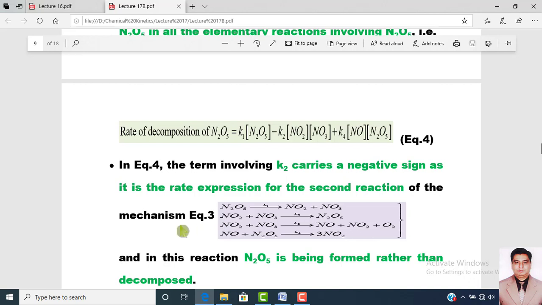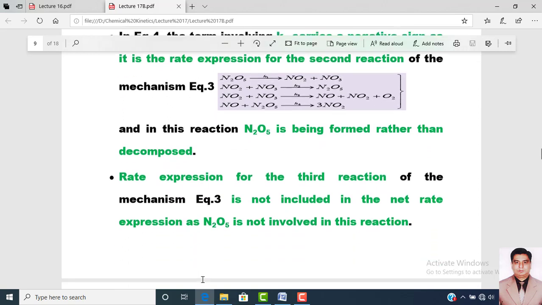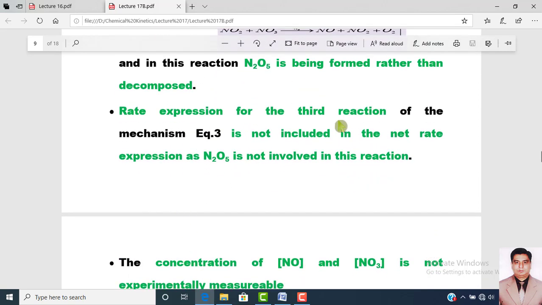This is the same that I have shown in the previous slide, that is, equation number 3. So N2O5 is being formed rather than decomposed. So dear students, the rate expression for the third reaction of the mechanism, equation 3, is not included in the net rate expression as N2O5 is not involved in this reaction.